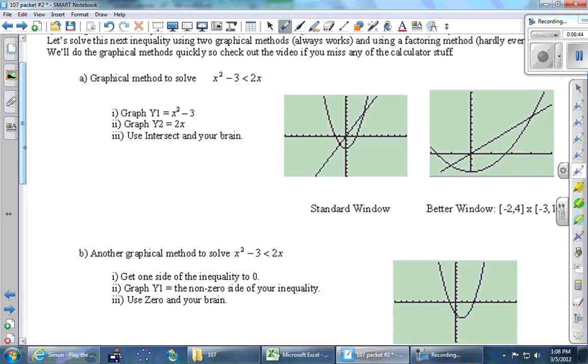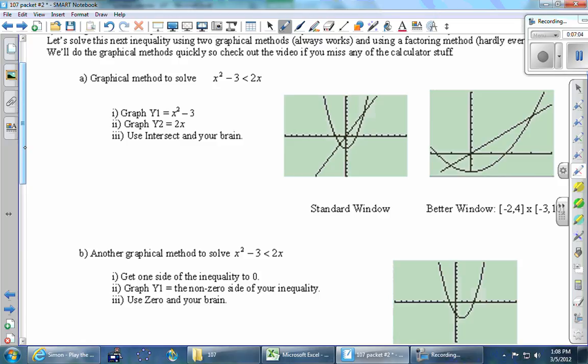Okay, so the goal is to solve x squared minus 3 is less than 2x. First of all, this is not the same technique as the other one because there's an x squared. All the ones we just looked at before had x to what power? X to the first. Much different. Okay, so how do we solve it?